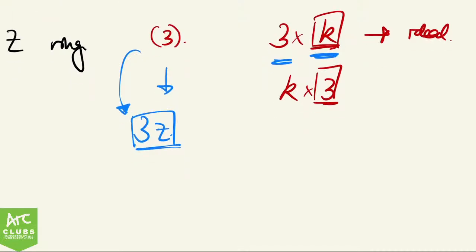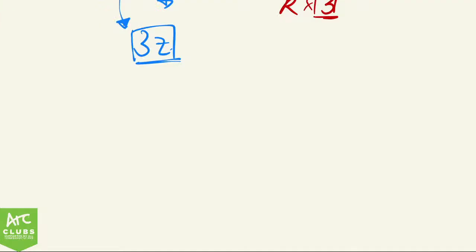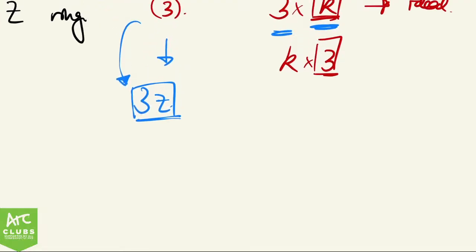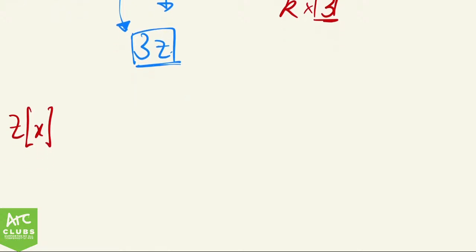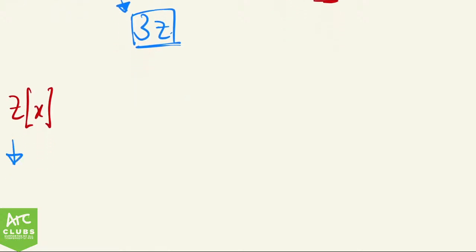Another thing you can do is have an ideal generated by 2 numbers. So for example, one example of a ring is Z[x]. You'll see this notation a lot, but hopefully you've seen it in lectures. Z is the set of integers, of course, and this [x] means the set of all polynomials in x with coefficients in Z, so all integer polynomials.